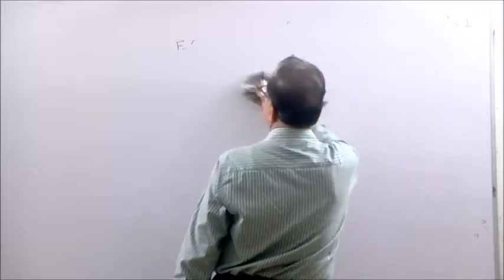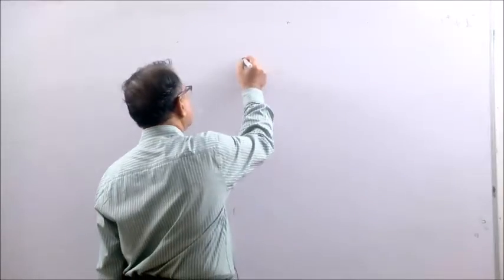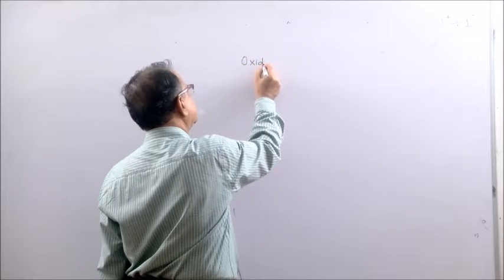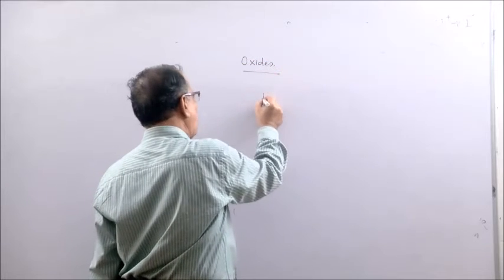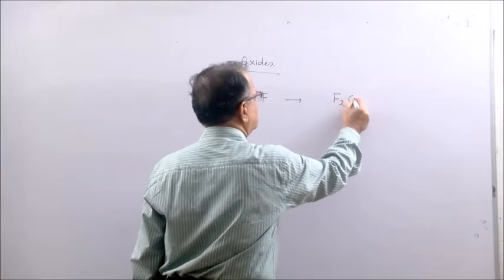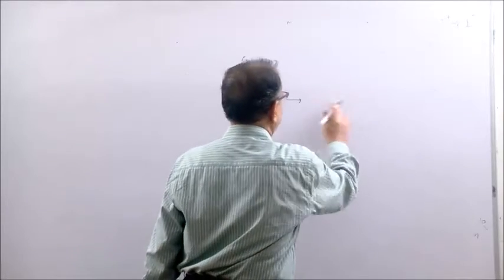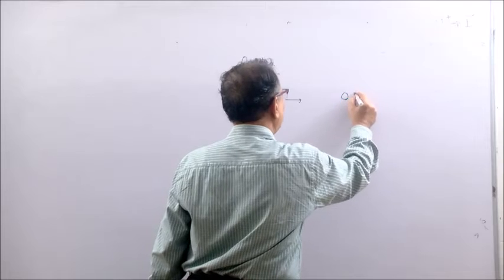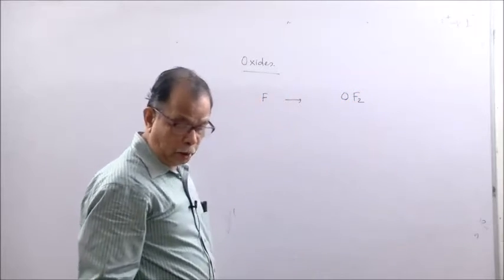Now, the formation of oxides. Fluorine forms only one oxide, OF2, where oxygen is in the positive state. Fluorine forms OF2.